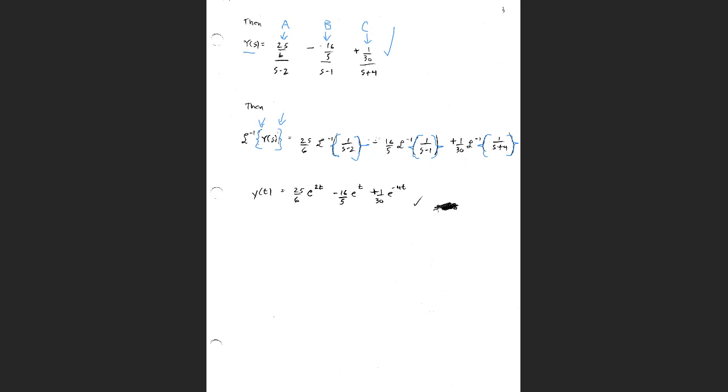And so now, using your table of Laplace transforms, you know that the Laplace transform of e to the 2t is 1 over s minus 2. So the inverse Laplace transform of 1 over s minus 2 is e to the 2t. Similarly, the Laplace transform of e to the t is 1 over s minus 1, therefore the inverse Laplace transform of 1 over s minus 1 is e to the t. And finally, the Laplace transform of e to the negative 4t is 1 over s plus 4, so the inverse Laplace transform of 1 over s plus 4 is e to the negative 4t.